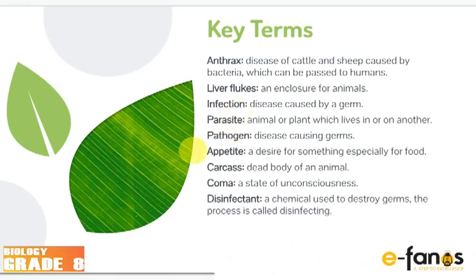Appetite is the desire to eat, especially food. Carcass is the dead body of an animal. Coma is a state of unconsciousness. And disinfectant is a chemical used to destroy germs. The process is called disinfecting.